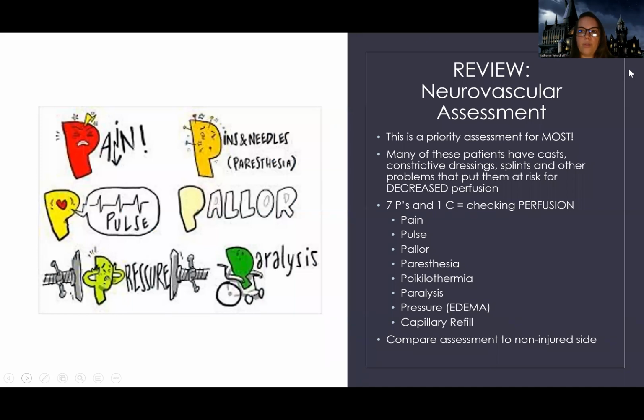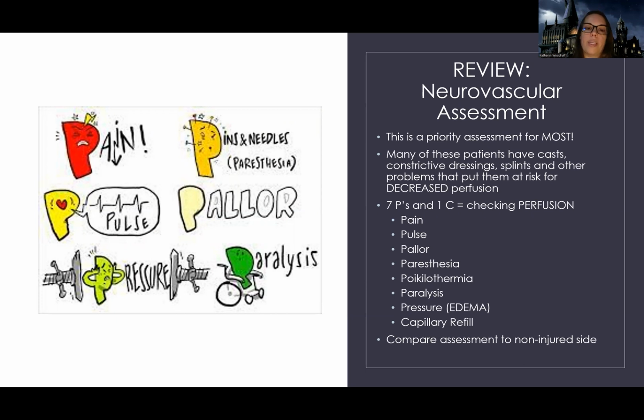All right, so first let's do a review. What we're reviewing is one of the most important assessments when we're talking about acute musculoskeletal problems, and that's my neurovascular assessment. For most of the disease processes that I'm talking about after, this is going to be one of the most important assessments. The reason is because many people that have casts, constrictive dressings, splints, or other musculoskeletal problems are at risk for decreased perfusion. And neurovascular is all about perfusion.